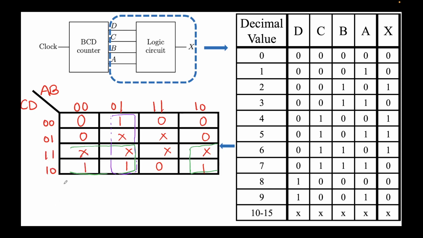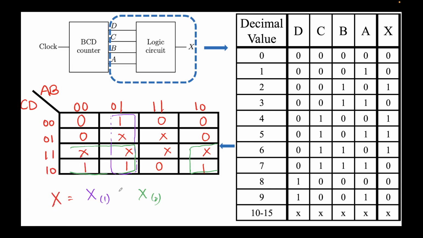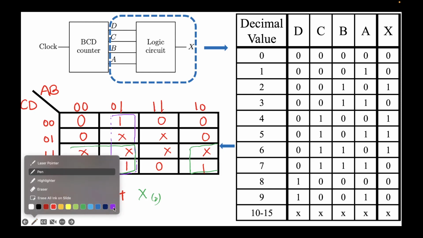Now let's try to write the expression. So the output X will be a sum of products, right? This will be a sum of the purple colored one, let's call this X1, and the green colored one, X2. Okay, this will be the sum of them, right? Now we just need to find what is the value of X1. Okay, so let's do that.